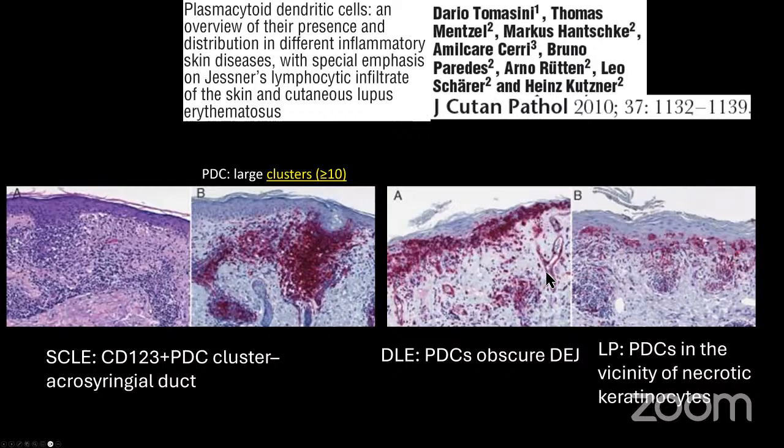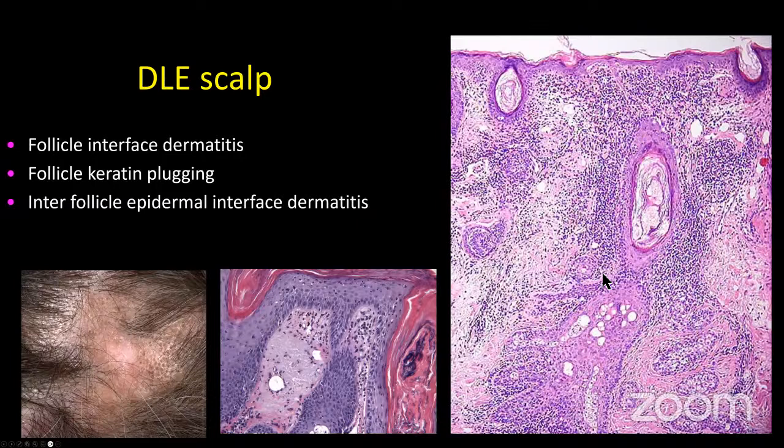Now, this will also stain vessels. So you have to be careful if you're trying to count just colored areas. You really want to see the cells lighting up. Here's an example of lupus on the scalp that I showed you. Here's just another example with more plugging.